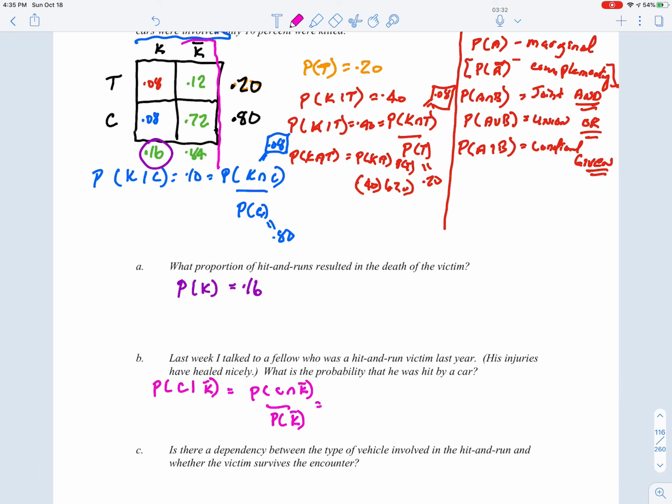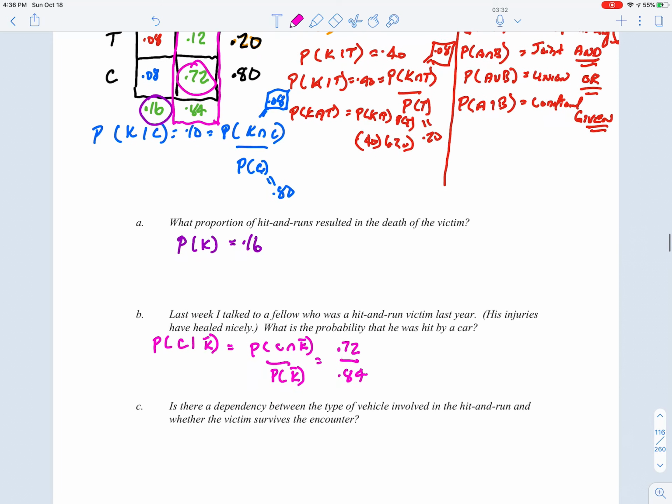So what this means then is that we're focusing in here on this column, and we're looking at that. So that's going to be 0.72 divided by 0.84. And there's your answer. Now, again, you can leave that in that form. That's the answer. I assume that you can pull out a calculator and figure out what that probability is, but that's close enough for me.